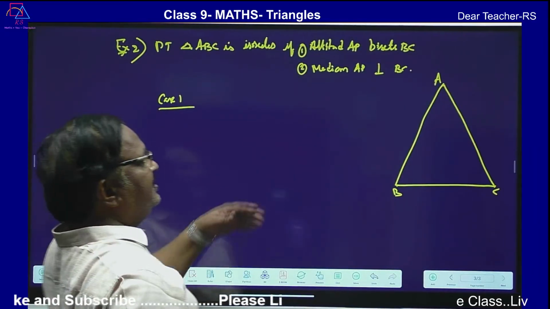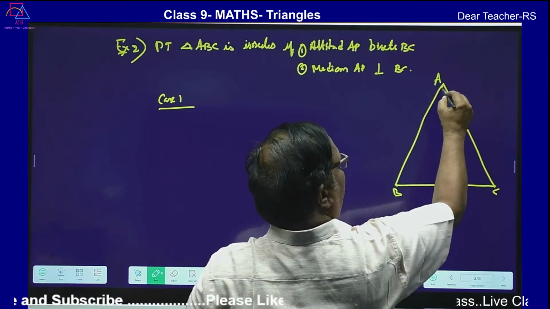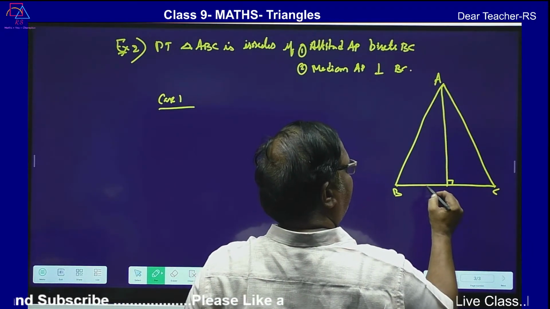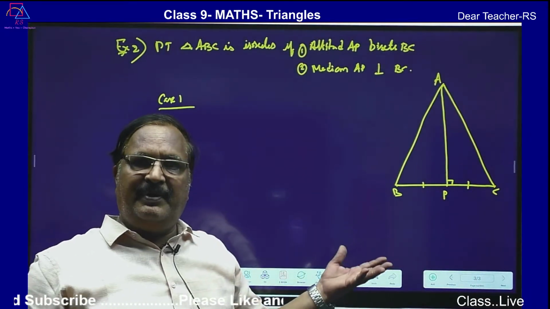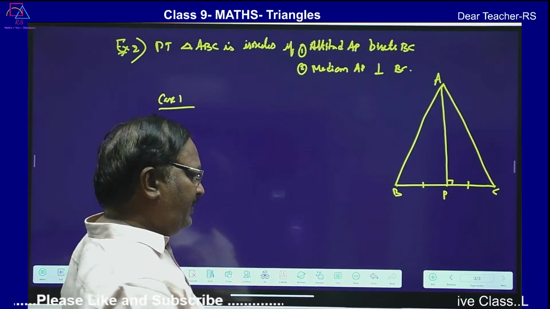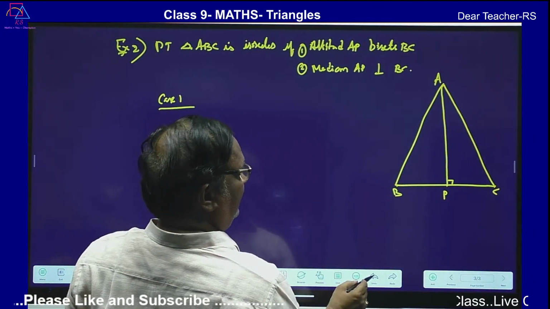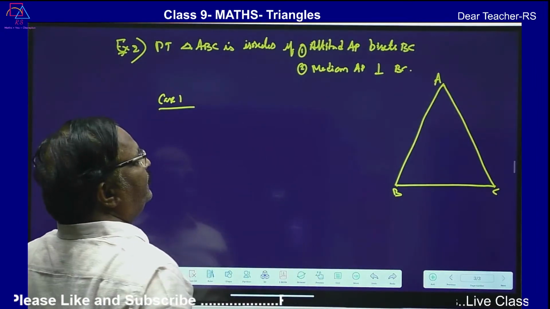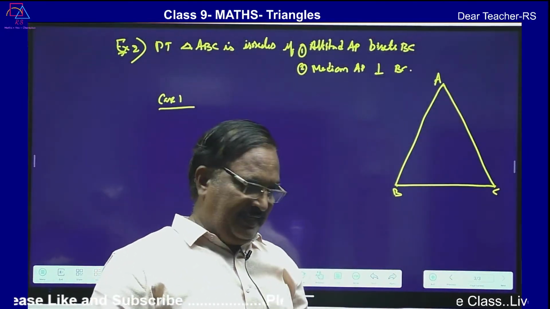What is the first condition? Altitude AP. That means I will draw AP. This is the altitude. It bisects the base, that means BP is equal to CP. It is just like the previous problem. You do it by yourself. Now case 2, median AP is perpendicular to BC.